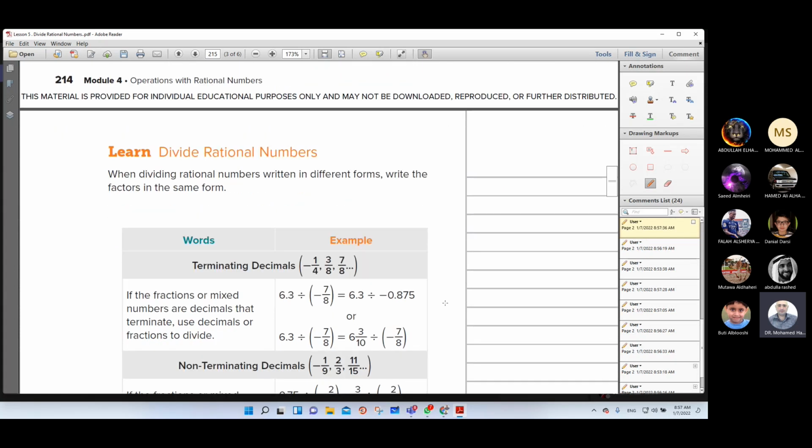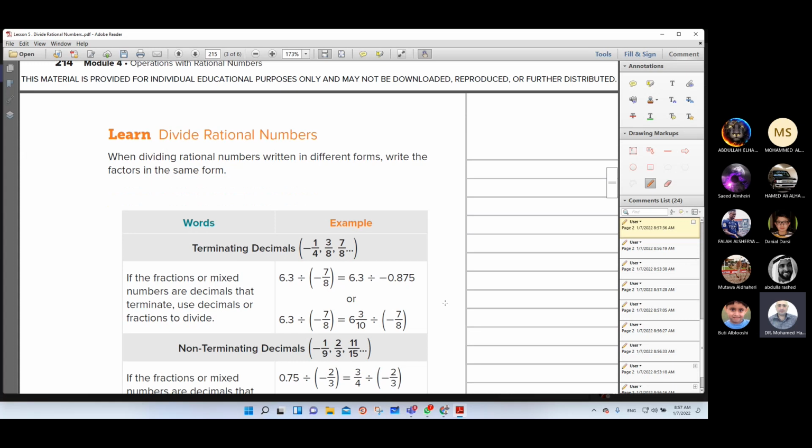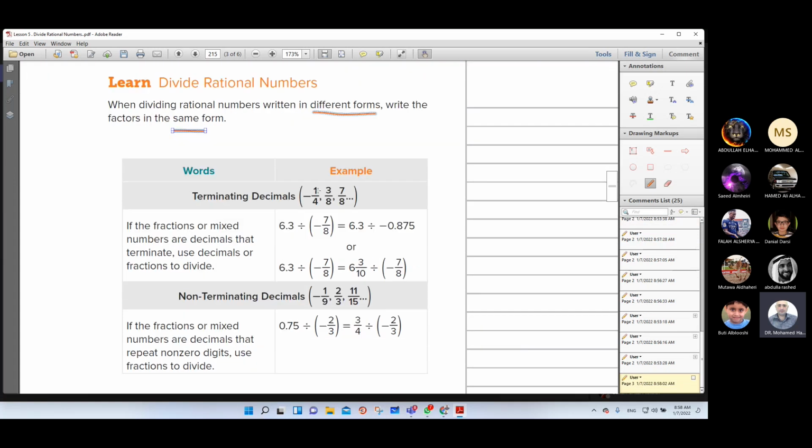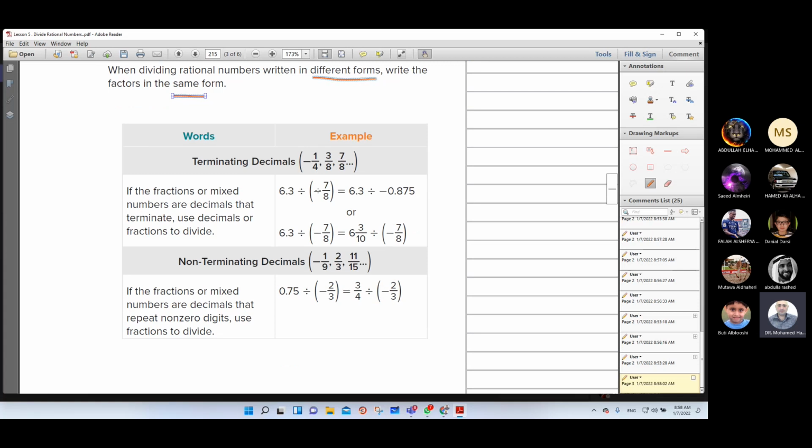Divide rational numbers. When dividing rational numbers written in different forms, write the factors in the same form. So as you see here, we have two cases. If you have terminating decimals, like negative 1 over 4, 3 over 8, 7 over 8, all these fractions, when you want to find the decimals of these fractions, you will get terminating decimals.